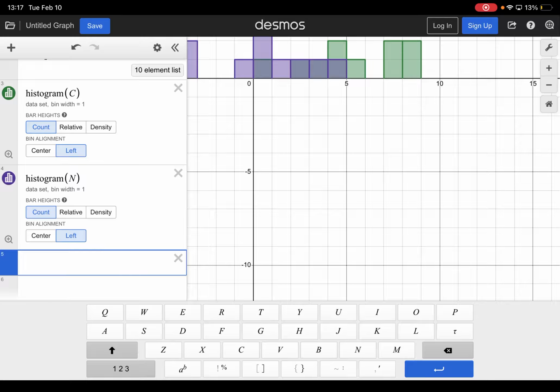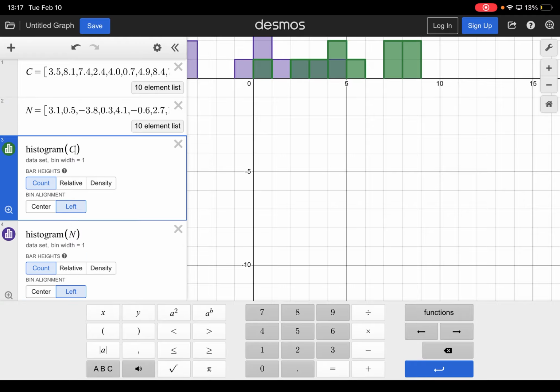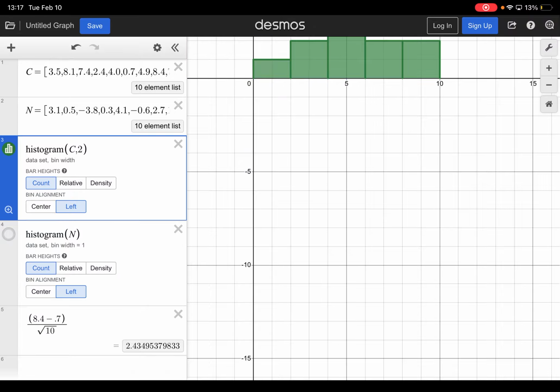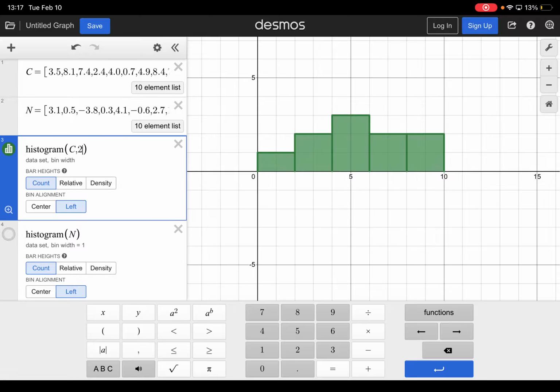So our range is our maximum minus our minimum value. So I have 8.4 minus 0.7, divided by the square root of 10, and I get 2.4, which means I'm going to check both 2 and 3. So 2 looks good. I have 5 bins. Then I check 3, which is not good. I have 3 there. So I know it's going to be 2.